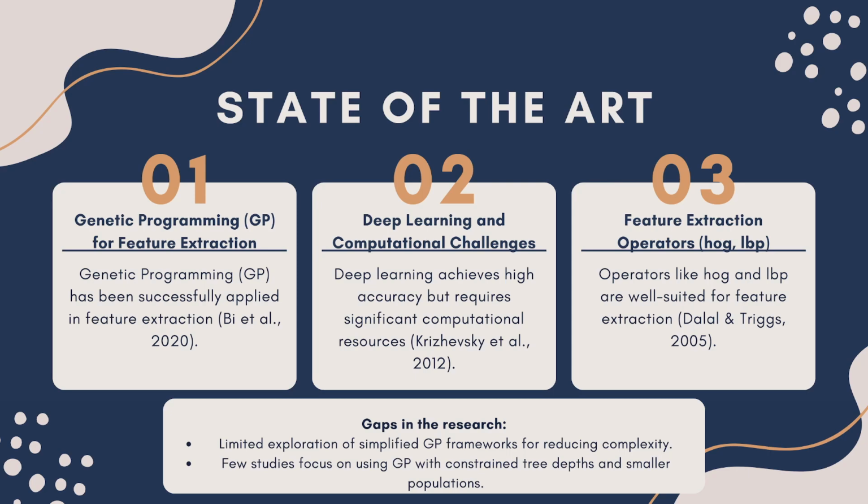Finally, feature extraction operators like HOG and LBP, highlighted in the Dalal and Triggs 2005 paper, have proven to be highly effective. However, there are gaps in the research. For example, there has been limited exploration of simplifying GP frameworks that can reduce complexity. Also, few studies focus on constrained tree depths or smaller populations in GP.